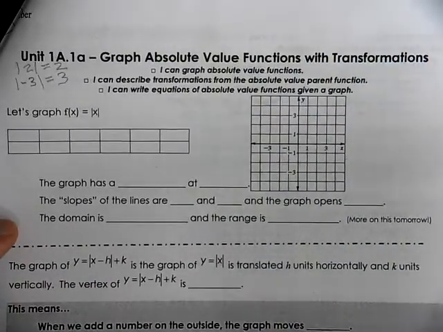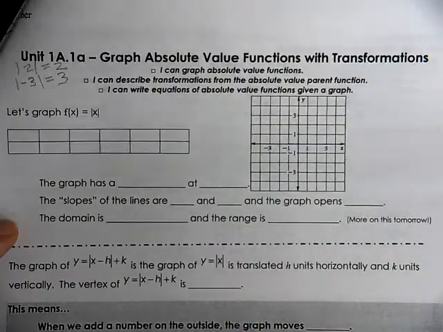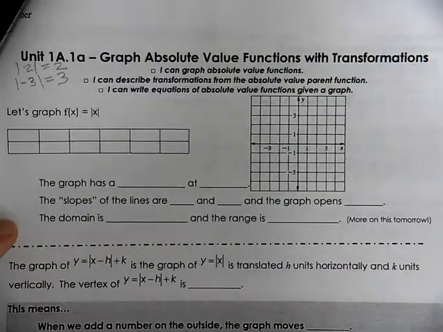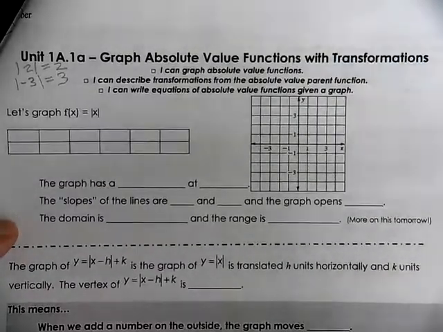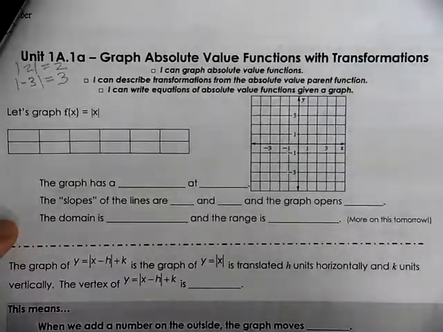Okay, it's all about distance. It's not about did you go left or right. It's about how far did you go. Absolute value of 5 is 5. Absolute value of -5 is still 5.